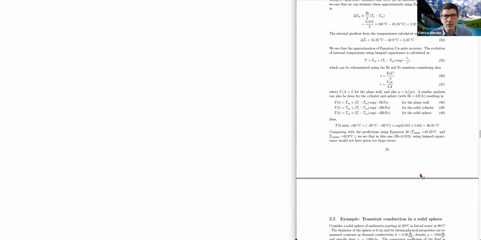We're going to stop here. We will wrap up transient conduction on Monday. I wanted to wrap it up today, but I saw we were a day behind. And then we're going to start discussing convection and boundary layers. Let's stop here.